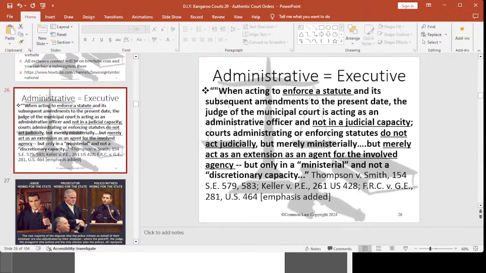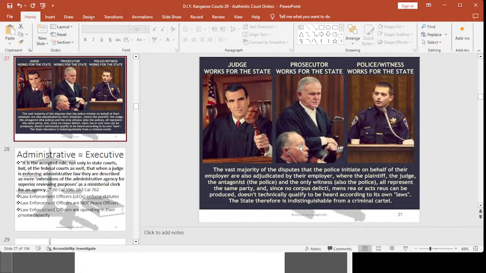Not in a judicial capacity, courts administering and enforcing statutes do not act judicially, but merely ministerially, as an extension, as an agent, a bought and paid for clerk. Okay, they're basically a bought and paid for clerk, not in a discretionary capacity. Oh, look at that, a bought and paid for clerk.